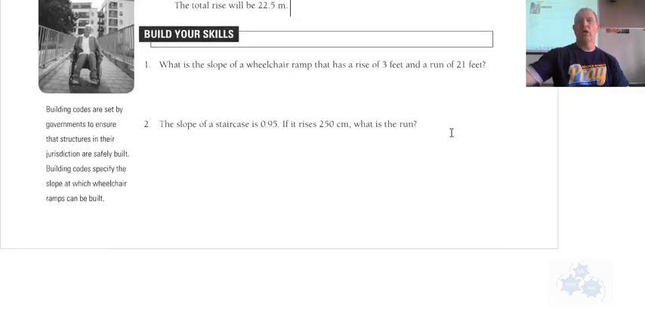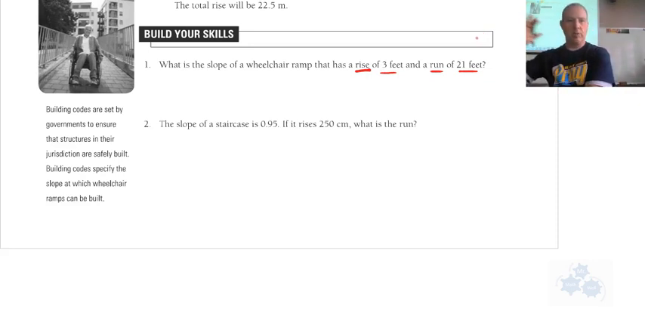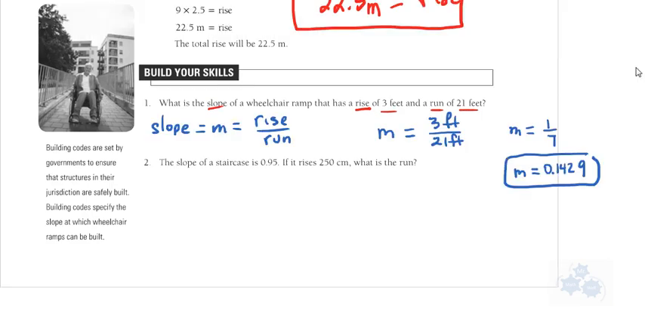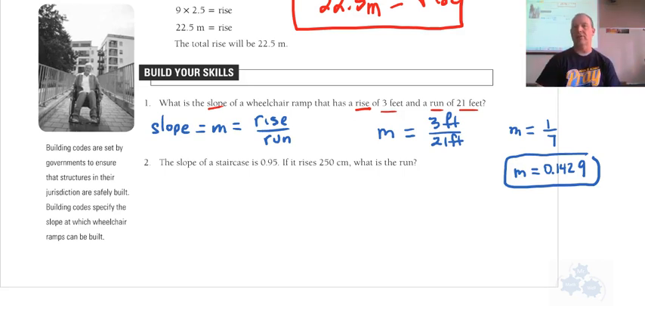All right. Let's do number 1 together, and then I'll get you to do number 2, okay? What's the slope of a wheelchair ramp that has a rise of 3 feet and a run of 21 feet? Actually, I'm going to freeze the screen up there, and I'm going to get you to do it on your own, since we just did one just like this. I will do it in the background, and I'll reveal the answer for you in just a minute. So again, what is the slope when you have a rise of 3 feet and a run of 21 feet? Go ahead.